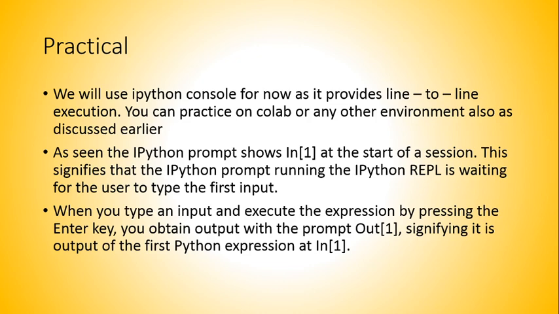In the previous session, we have already seen that it shows In [1]. This signifies that it is currently running and asking the user for its first input. When you type an input and execute the expression by pressing the enter key, you will obtain the output, and it will return Out [1], which signifies the output of the first Python expression. So if you have saved the file of this console, you can know which line has which output.